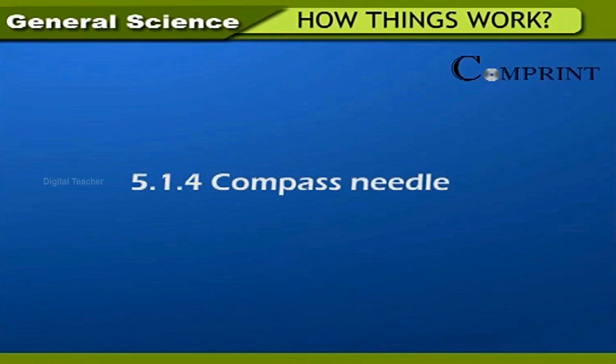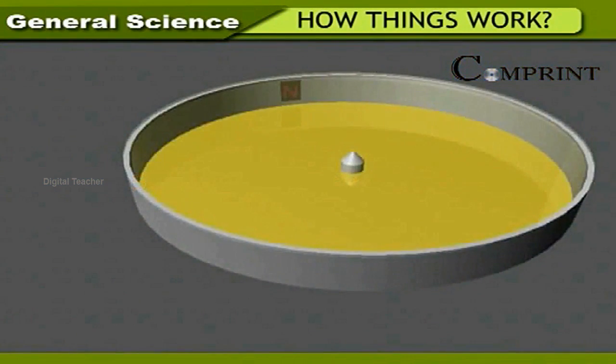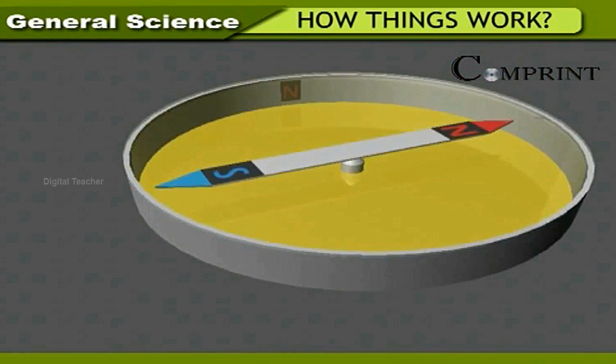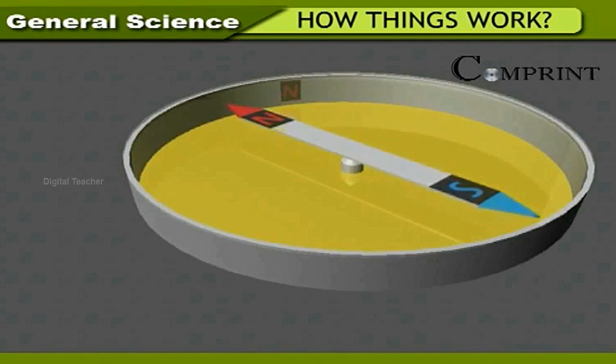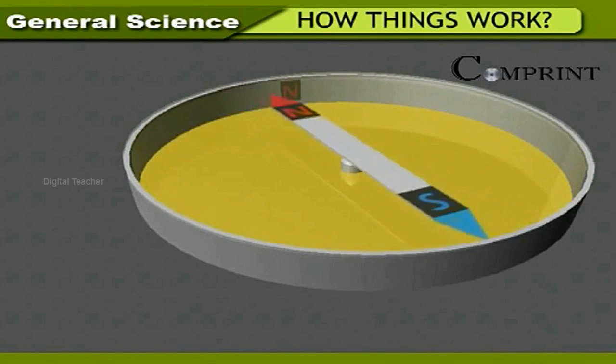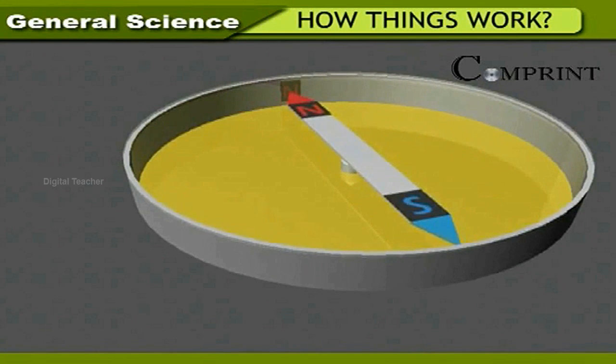Compass needle. A freely moving magnetic indicator placed on pinpoint and arranged in a circular box is called compass needle. The circular box is closed with glass. Indicator in the compass always indicates north and south directions of earth. It is used in ships to find direction.